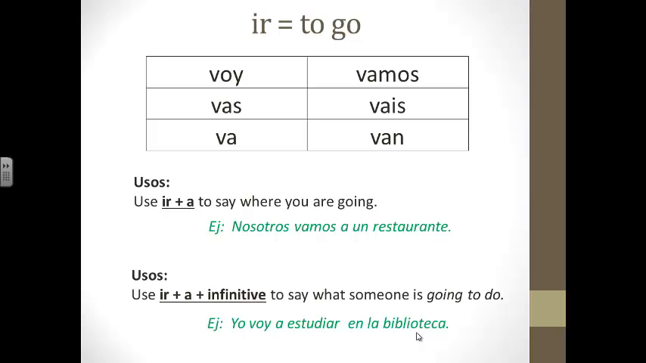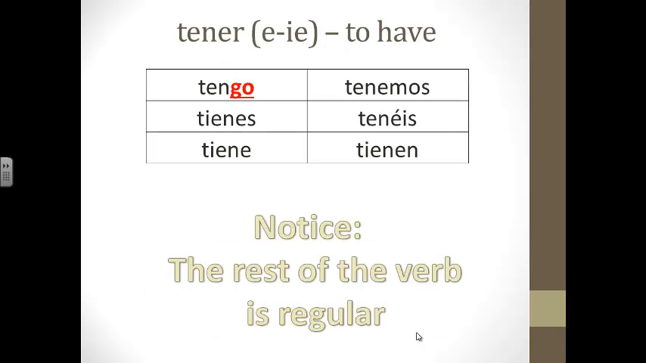Okay, let's move on to the next 11 that have an irregular yo. The first 3 of those 11, tener, venir, and decir, all carry a stem change. Okay, so you may want to write that down on your paper. Okay, repasemos. El primer verbo es tener. Tener means to have, and it's got a stem change e to ie.